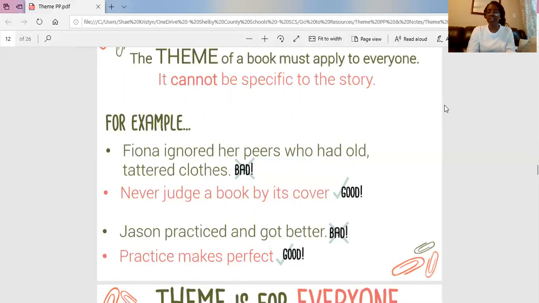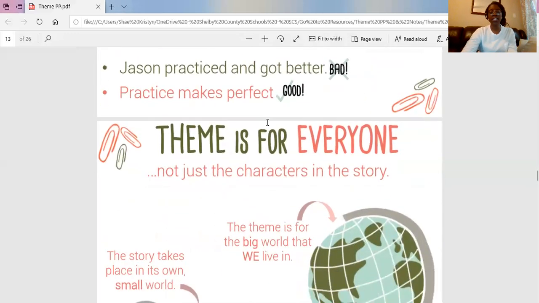He probably did practice and he got better, but that doesn't apply to the real world. Jason is not at my house practicing and getting better, but I can learn from the idea that practice makes perfect. That's a good one. Not specific to the story, doesn't have a name, but can be used in any situation. Okay, so let's keep moving forward.